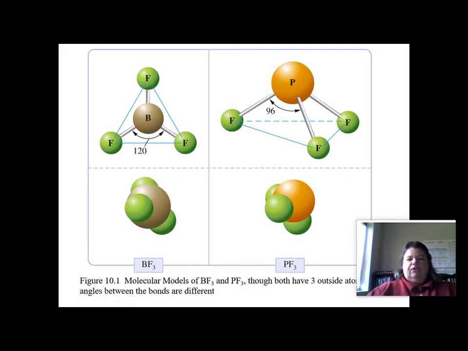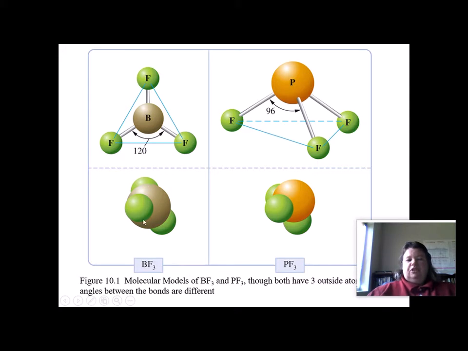So this is showing two different molecules. We have boron trifluoride, and boron trifluoride does not have any lone pairs around the electron. It's one of the exceptions to having less than 8. And the other one is phosphorus trifluoride, and it does have a lone pair of electrons that are not drawn here. So the difference in the angles here, this 120 versus the 96, is because this one has an extra pair of electrons, and that has made all of the pairs come in closer together.